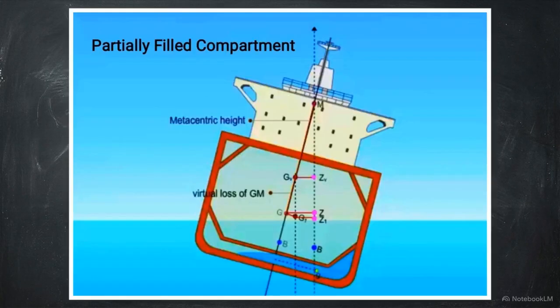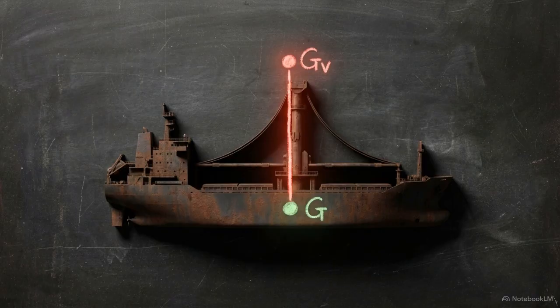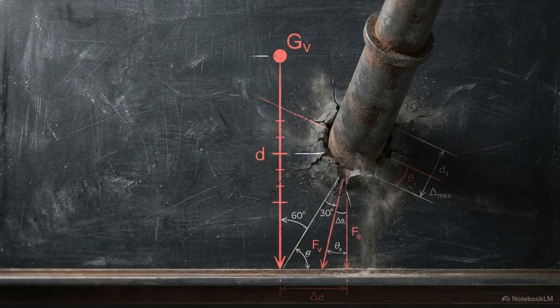This diagram proves the math of that illusion. The critical righting arm at the bottom, G1Z1, which dictates how hard the ship pushes back against the water, is mathematically identical to the upper arm, GVZV. The vertical distance between G and GV represents a pure, virtual loss of stability. A tiny horizontal slosh of water results in a massive vertical penalty.